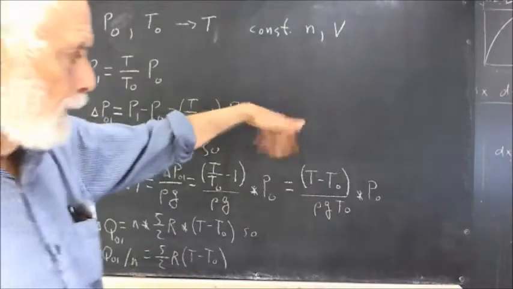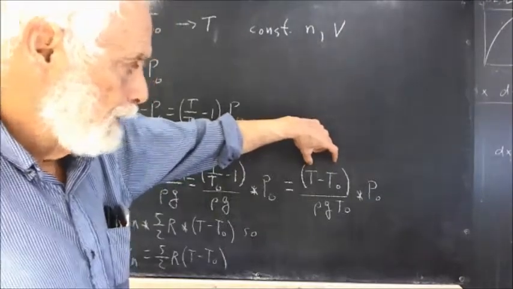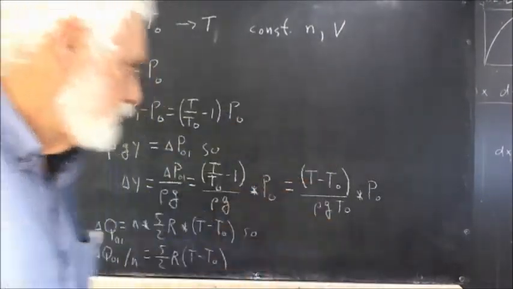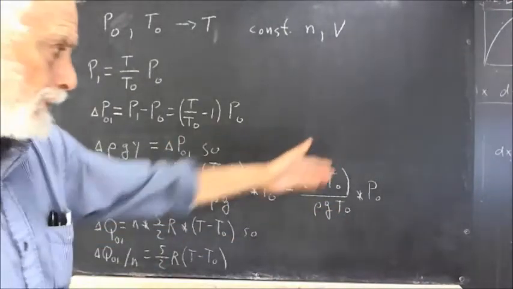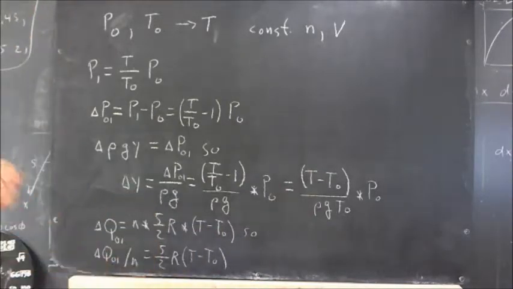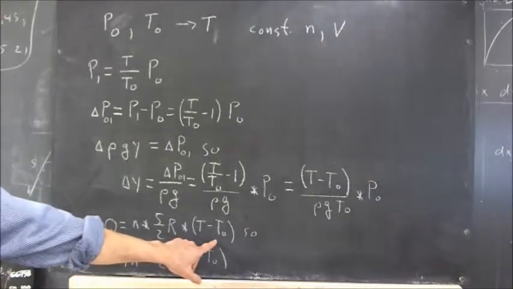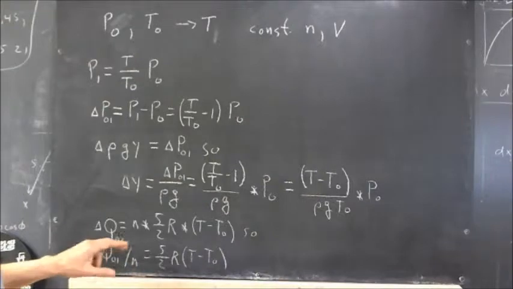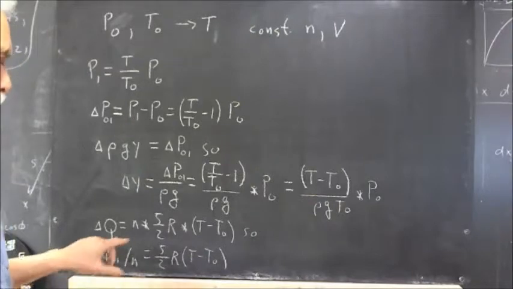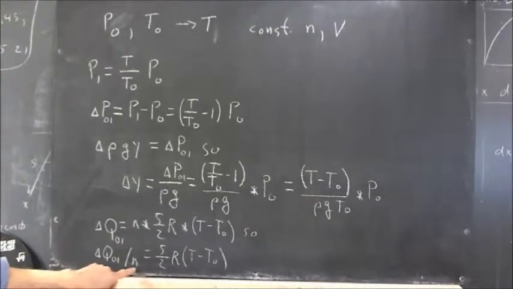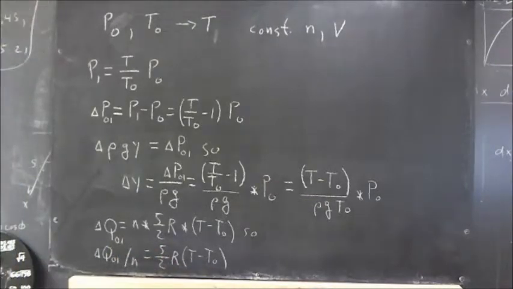Didn't mention it here, but one reason I did this simplification is we do end up with a T minus T naught here. And there's our change in temperature, which makes it easier to think about the meaning of the term. And the change in temperature is something we definitely want to think about as we think about an actual physical system. Okay, well, anyhow, this is the expression. So that we're asking for the heat that has to be supplied per mole. Well, here's your number of moles. If we divide this by the number of moles, we get the heat per mole, which is 5/2 R times T minus T naught. Okay?